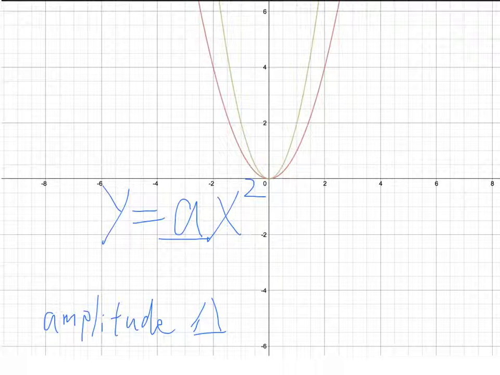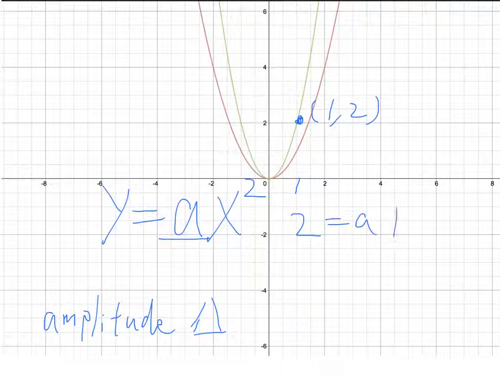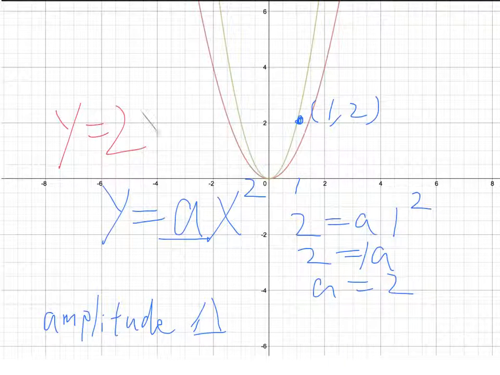So how do we do that? We first find a point. I'm going to choose this point, which is 1, 2. Let's plug it in. So when y equals 2, x equals 1. What do we get? 2 equals 1a, so a equals 2. This is the amplitude of this function. So what's the entire equation of this function? y equals 2x squared.